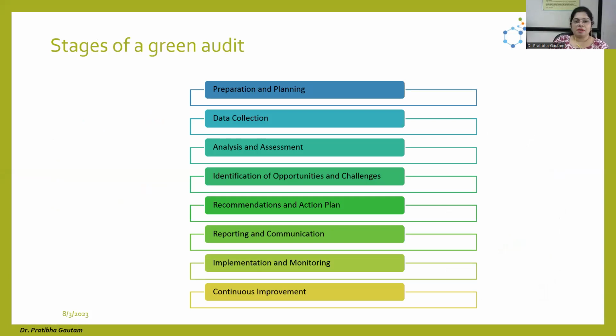Now, going towards the stage of the green audit. So these are the different stages. The first one is preparation and planning, data collection, analysis and assessment, identification of opportunities and challenges, recommendations and action plan, reporting and communication, implementation and monitoring, then last, continuous improvement. So see, in entire these stages, basically for any audit, it can be divided into three parts. One is pre-audit activities. Second is audit activities, the major audit activities, and the last one is post-audit activities. So all these steps or stages can also be divided in these three categories.